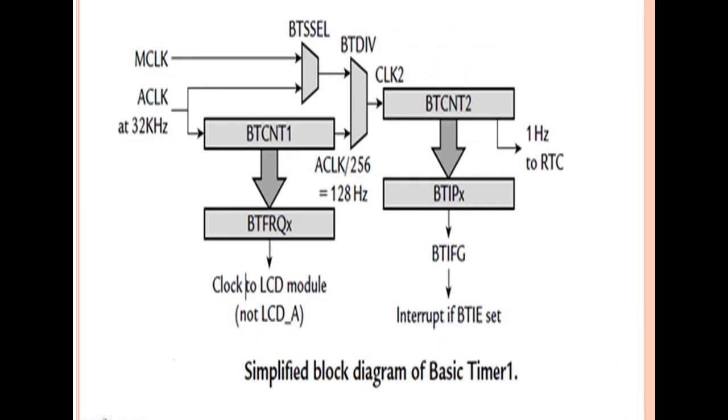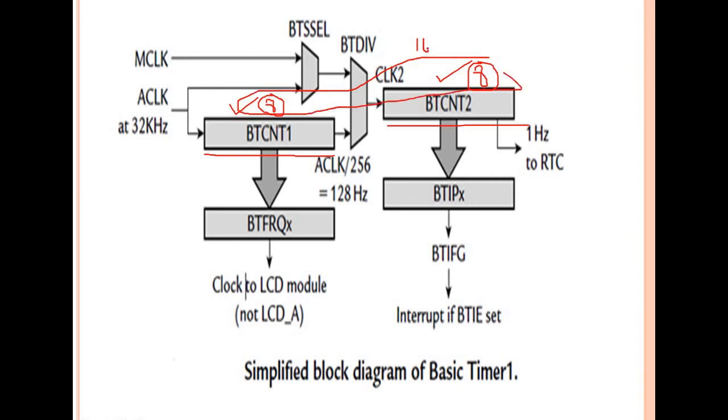See here, in basic timer 1, you are having two counters, counter 1 and counter 2. The basic timer 1 module holds two counters, counter 1 and counter 2. Each counter is of 8-bit in size. You can use these two counters independently, or you can mix these two counters to form a 16-bit counter.